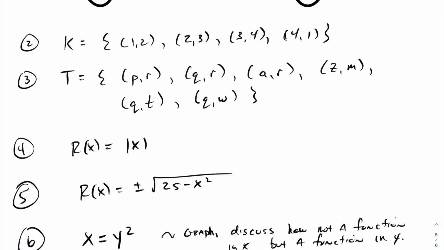All right, let's take a look at number 2 here. You'll notice 1 is being sent to 2, 2 is being sent to 3, 3 is being sent to 4, and 4 is being sent to 1. So once again, this would fall under the category of a function.